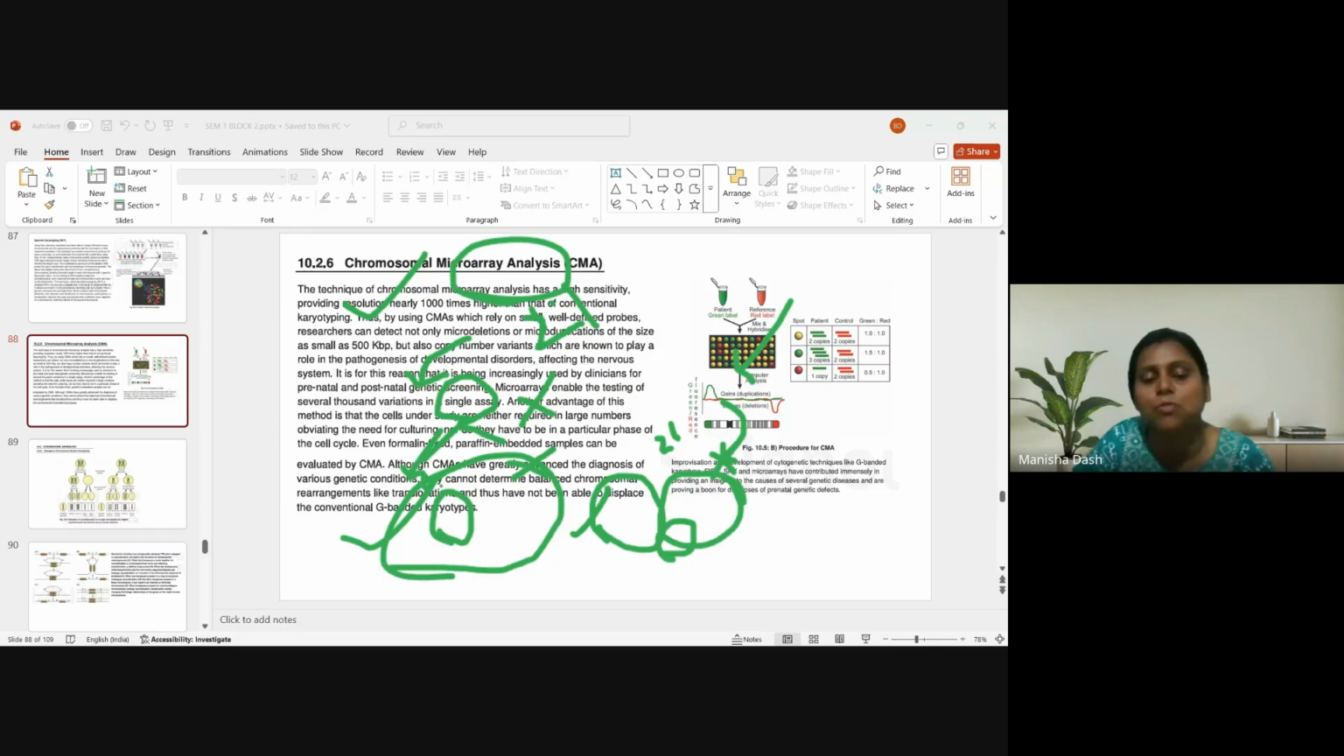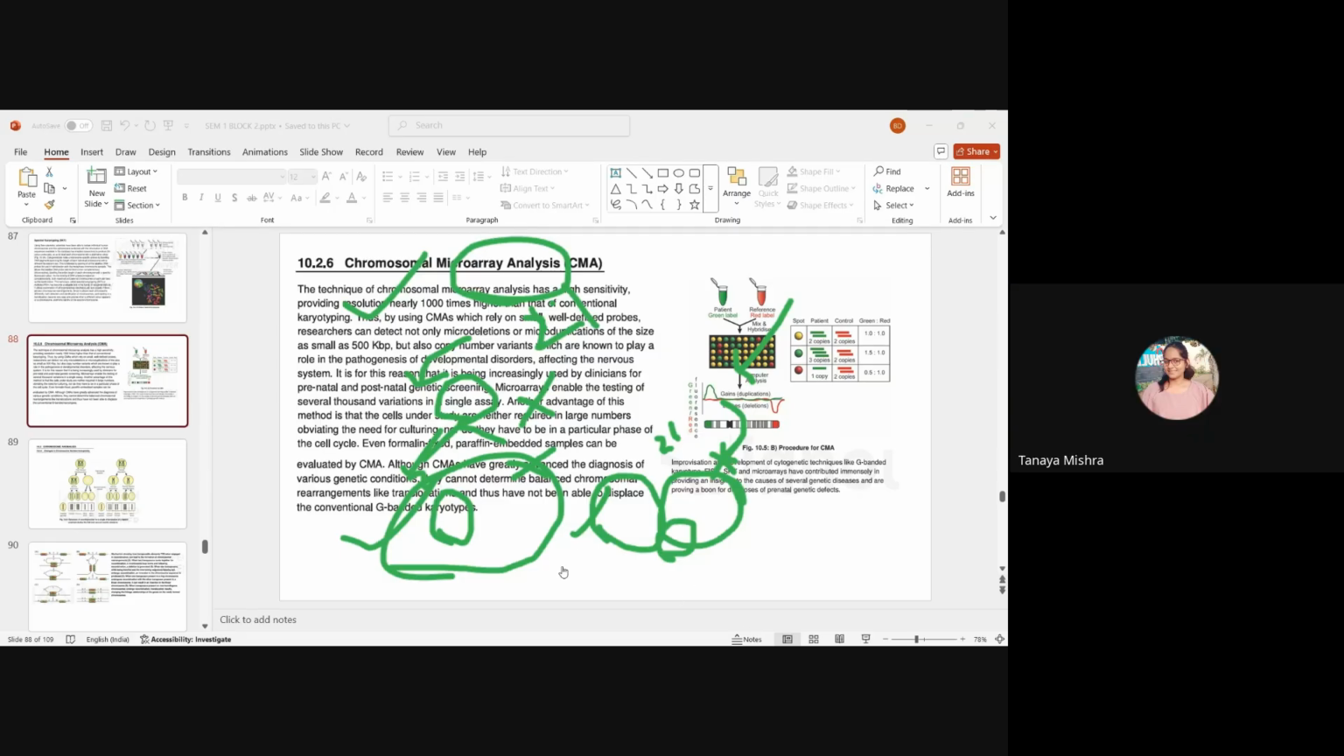Depending upon which chromosome is involved, it will have either Down syndrome, Edwards syndrome or Patau syndrome, or if it is a sex chromosomal aneuploidy, it will have either Turner syndrome or Klinefelter syndrome. Okay, so this is in summary what we discussed.